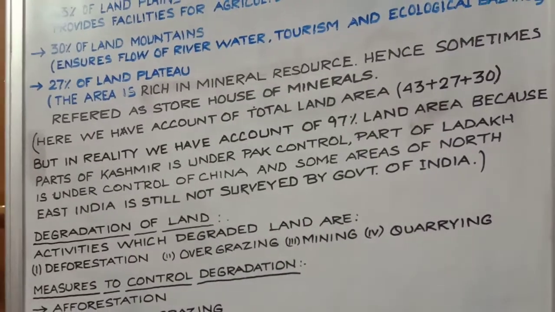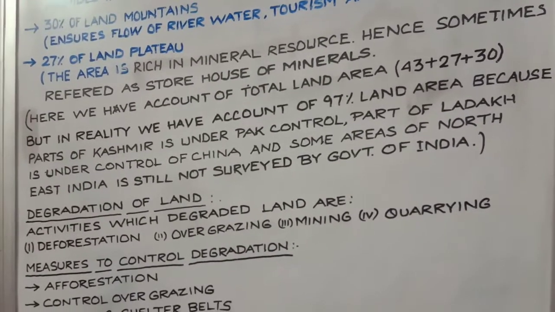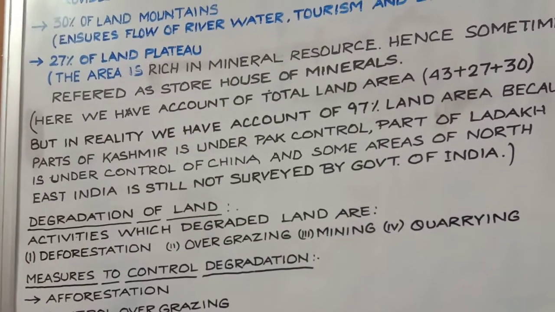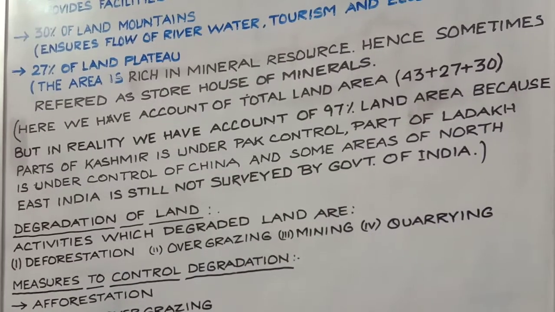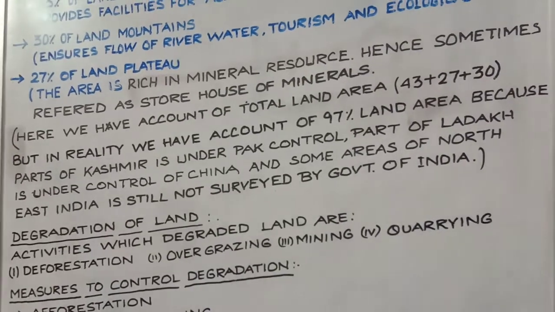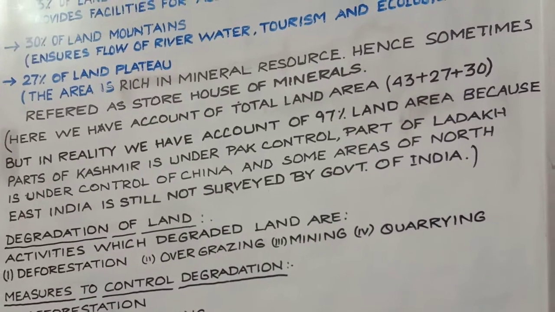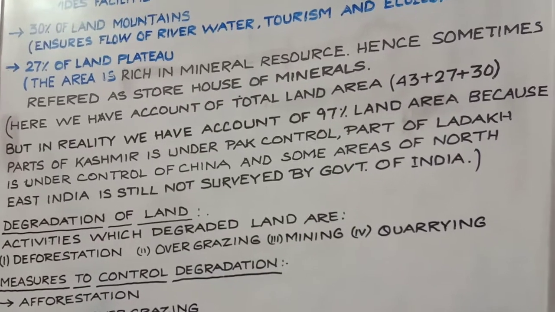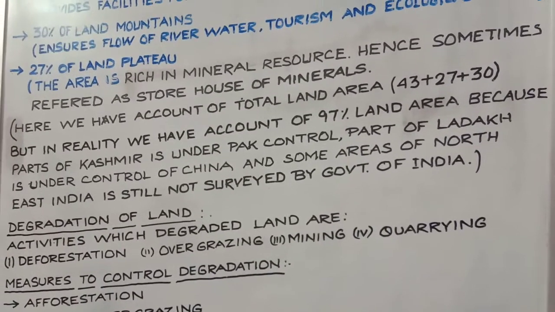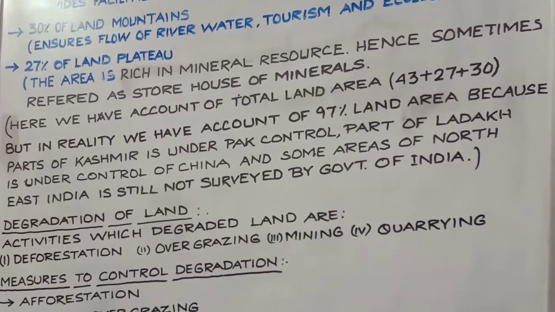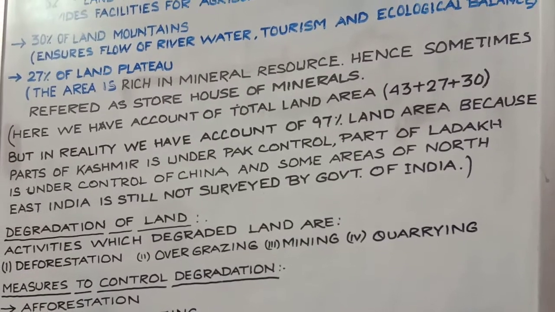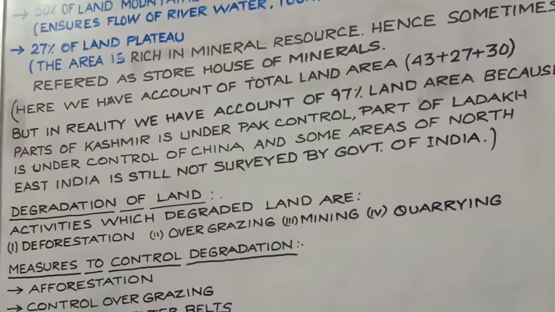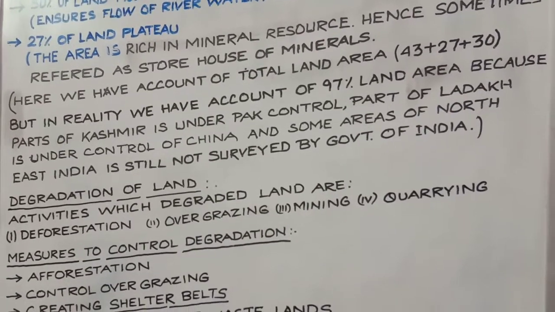Degradation of land. Now, how do lands get degraded or spoiled? The activities like deforestation, that is cutting down of trees, overgrazing of fields by animals, and mining and quarrying. These are some of the factors for which the soil or land gets degraded.